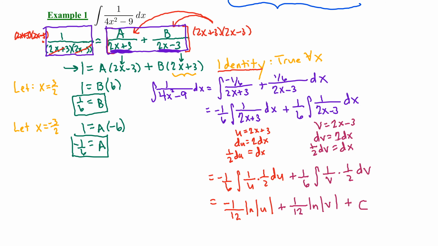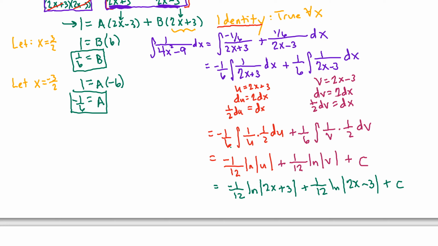At this point, we can go back and recover our original variable. u, remember, was 2x plus 3, and v was 2x minus 3.